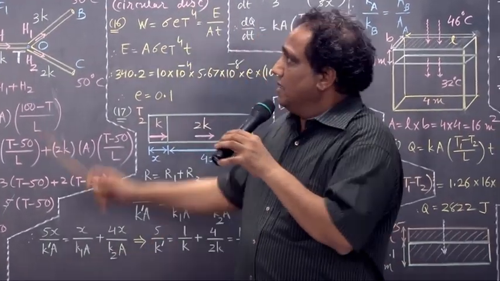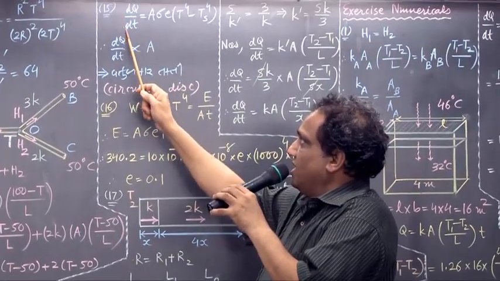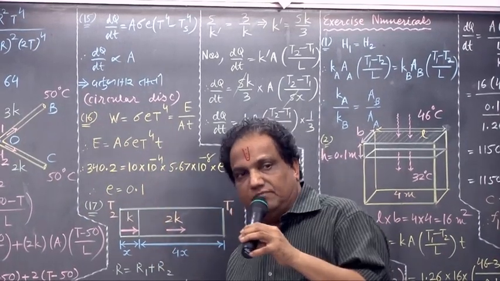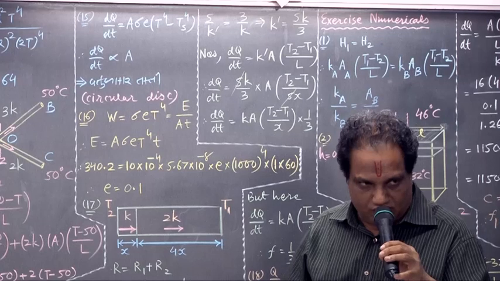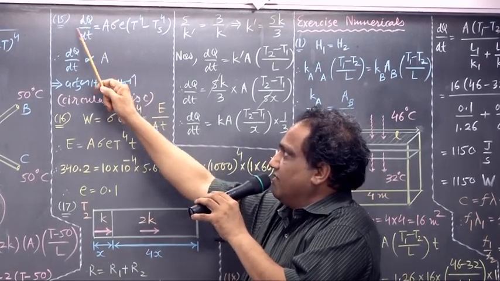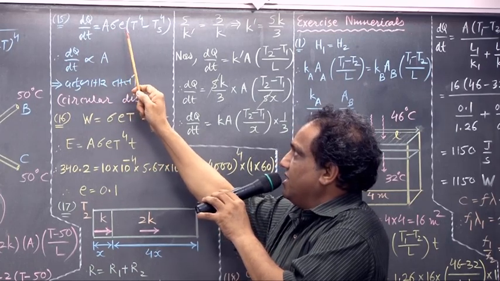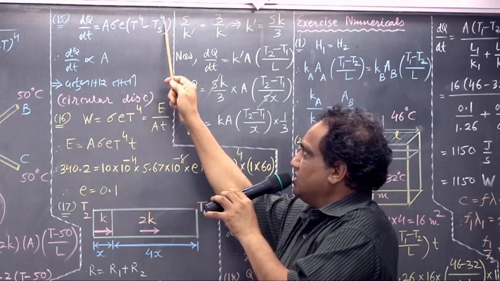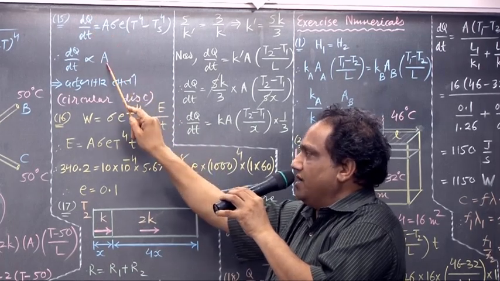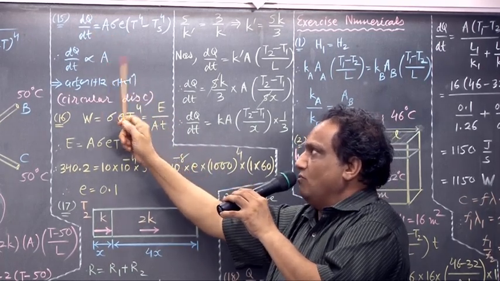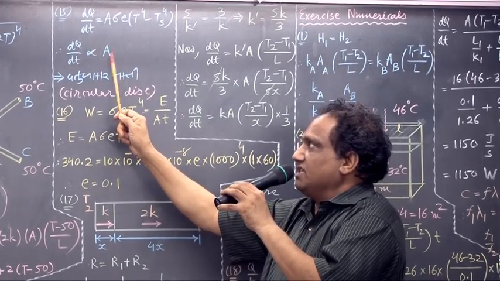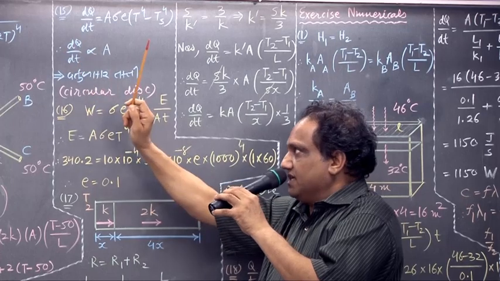Actually, you know this formula dQ by dt, which is the net rate of losing heat energy. The net time rate of losing heat energy is given by this formula: dQ by dt equals A sigma E into T raised to 4 minus Ts raised to 4. From this we can make out dQ by dt is proportional to A. So more surface area, then this rate would be more. If less surface area, this rate would be less.